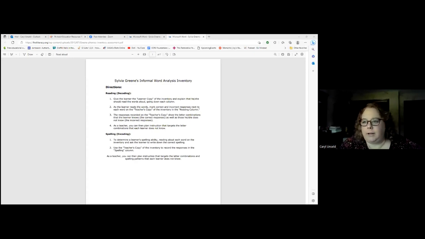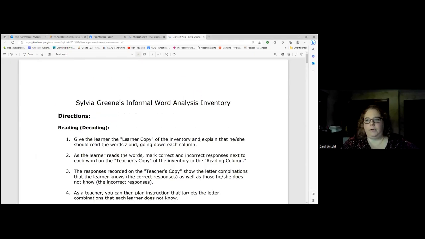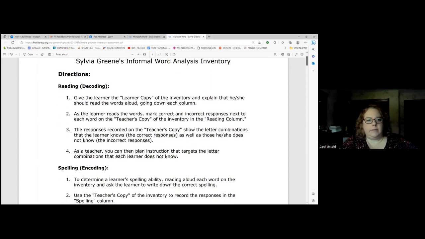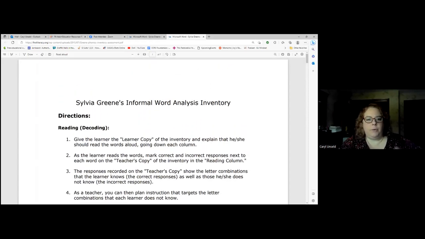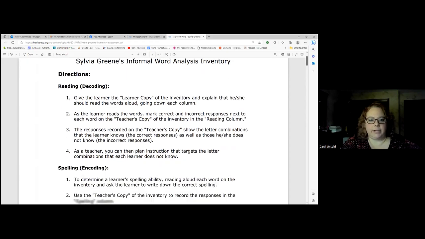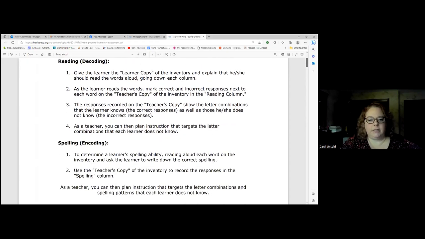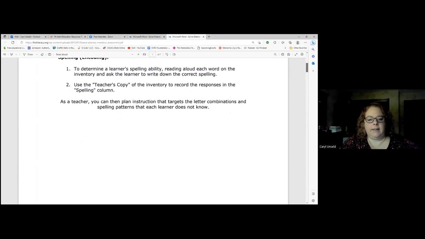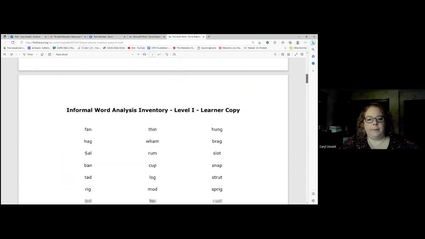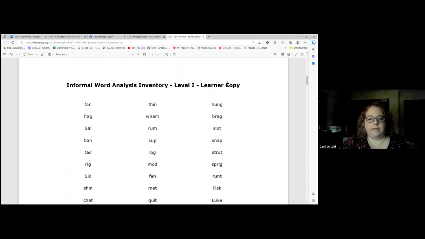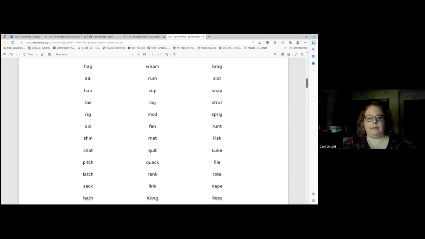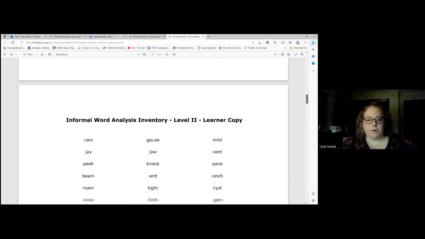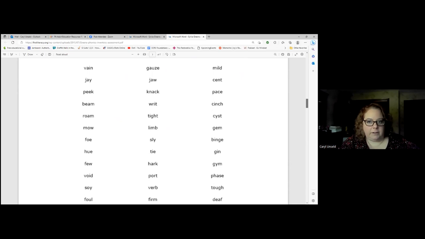Okay, so let me make this a little bigger. When you open the PDF, this is what it looks like. The directions are on the first page. And then as you go into the inventory, it's clearly marked, this is the learner copy. This would be for level one. If the students read all these, then they don't need to work on that, so skip that. Then they go to level two, where the words are a little bit harder.